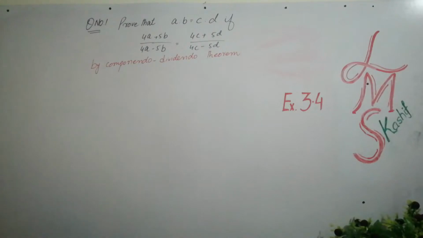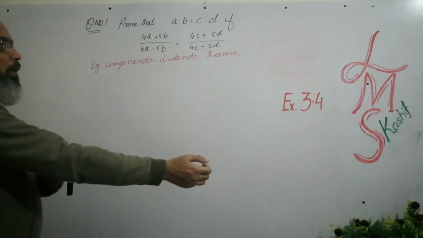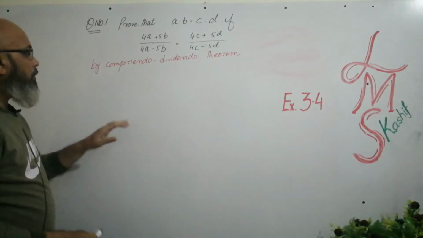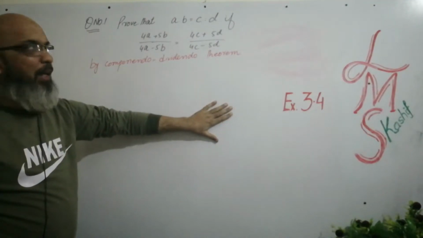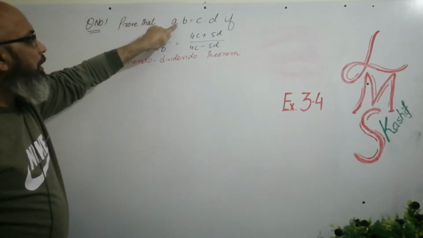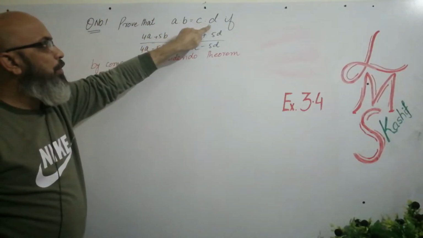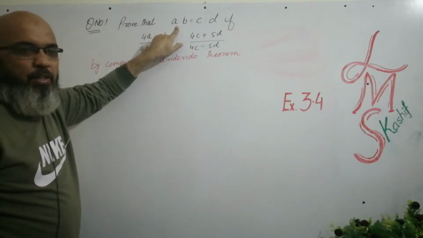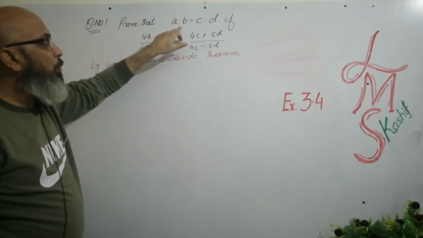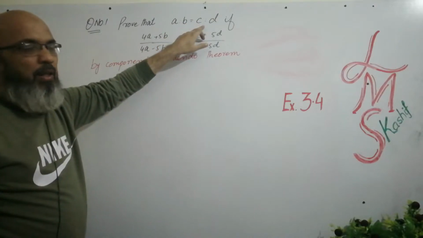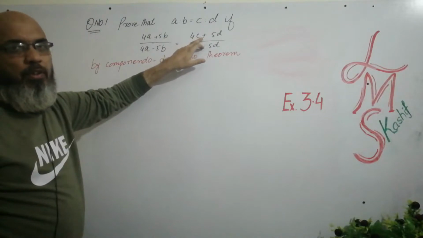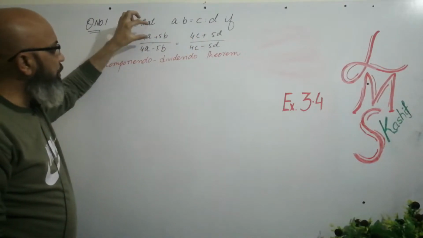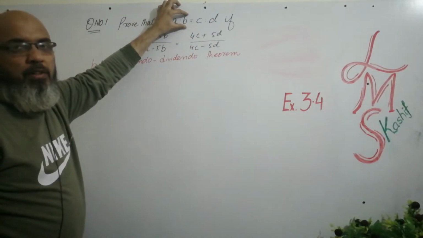So question number 1 of exercise 3.4 in front of you. थ्योरम्स अभी आपने जो पढ़े हैं उसमें कंपोनेंडो डिविडेंडो थ्योरम जिस तरह मैंने बताया था हर क्वेश्चन में हमने अप्लाई करना है. क्वेश्चन क्या है? प्रूव दैट a रेशो b इज इक्वल टू c रेशो d. इफ यू राइट दिस इन फ्रैक्शन फॉर्म क्या बनेगा? a ओवर b इज इक्वल टू c ओवर d. इसको हमने प्रूव करना है. इफ दिस इक्वेशन इज इक्वल टू दिस इक्वेशन मीन्स इस इक्वेशन को हमने इसमें कन्वर्ट करना है.